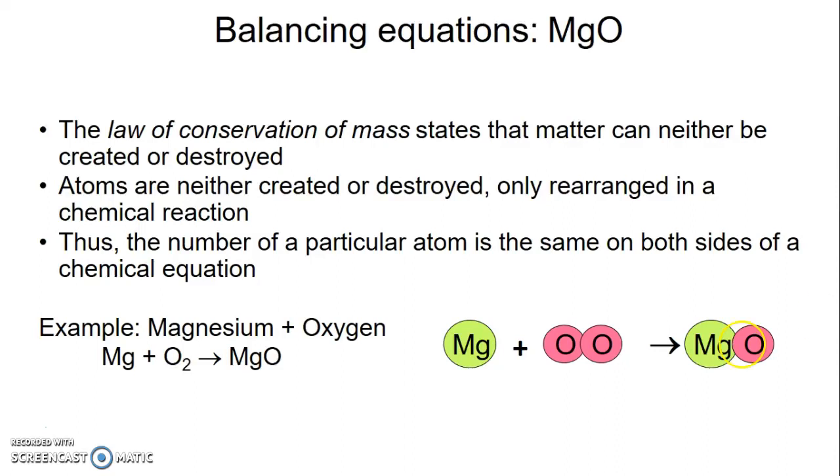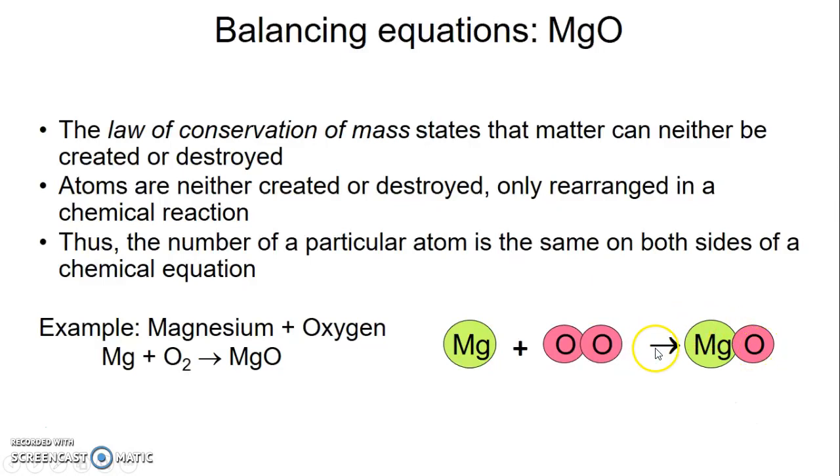So if we have a look at this particular equation here, we have the reactants over here and we have the products over there. Well, what we're saying is we have one magnesium over here, and we end up with one magnesium over there. But then we have two oxygens here, and somehow we only have one oxygen coming out the other end. So that means that this equation here is unbalanced, right?